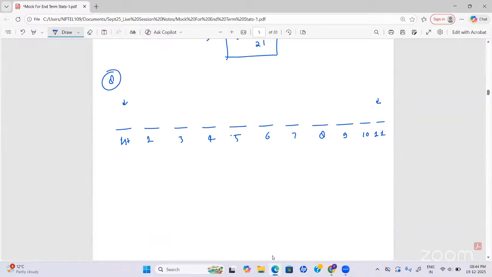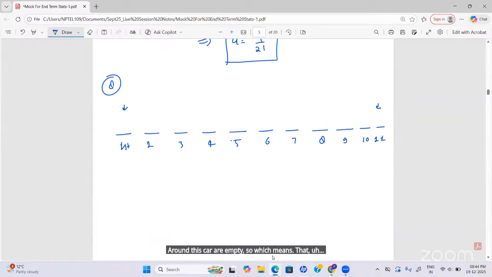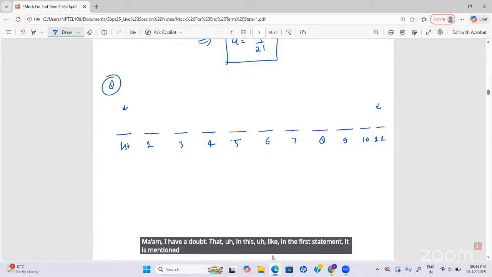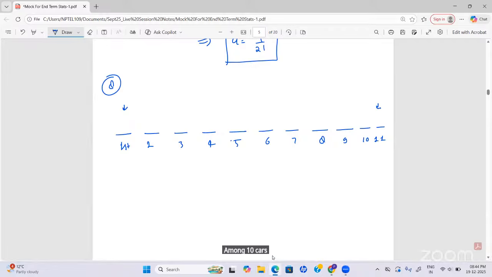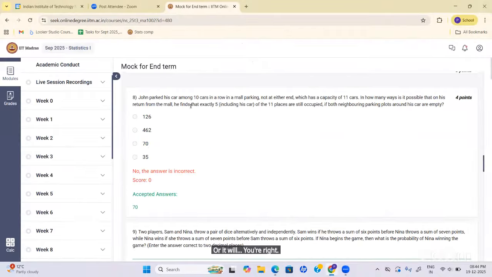Ma'am, I have a doubt. In the first statement, it is mentioned that he parked his car among 10 cars, so his car will be 11th, right? You're right. The thing is that a total of 11 cars can be parked, and one car belongs to him.